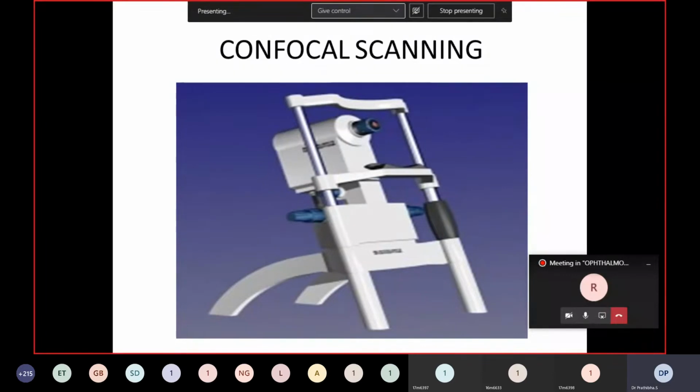This is a newer diagnostic modality. Using confocal scanning, we can measure the retinal nerve fiber layer.